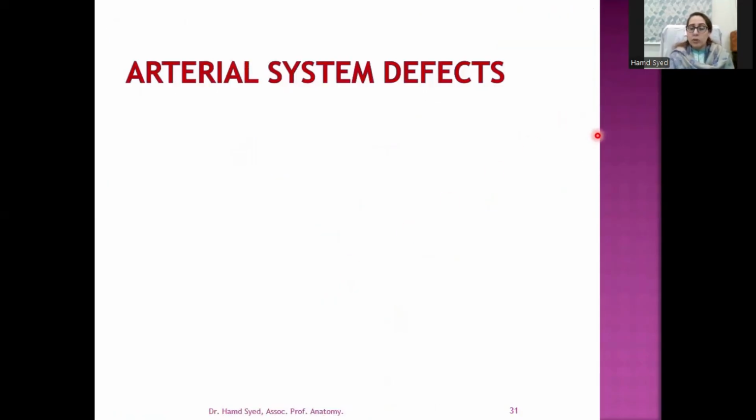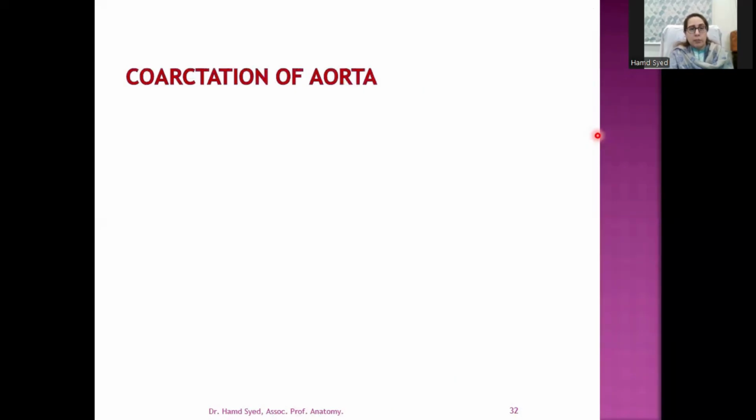Now we're going to talk about some arterial system defects. Since we've discussed the normal development and formation of the main arteries and blood vessels, let's talk about some more common birth defects related to malformation of the arteries. The first one you should know about is coarctation of aorta. The word coarctation literally means a narrowing.